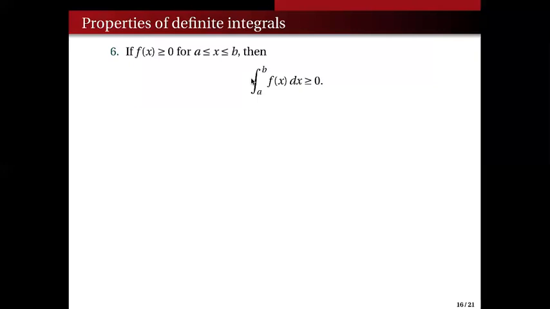Now, if your function is non-negative, so if f of x is greater than or equal to 0 on the interval a, b, then the definite integral will also be non-negative. So the definite integral of f of x dx from a to b will also be greater than or equal to 0.